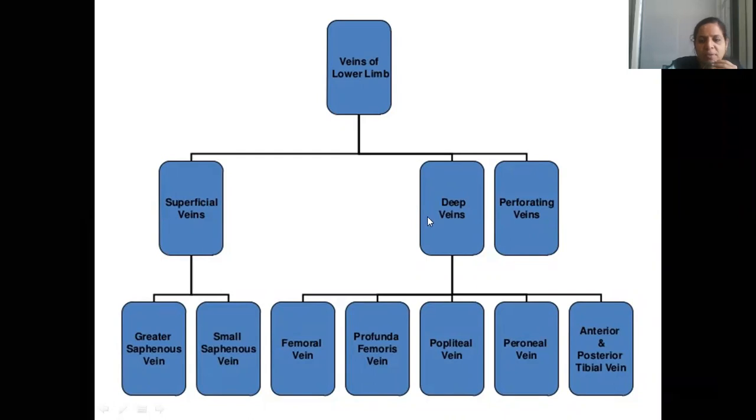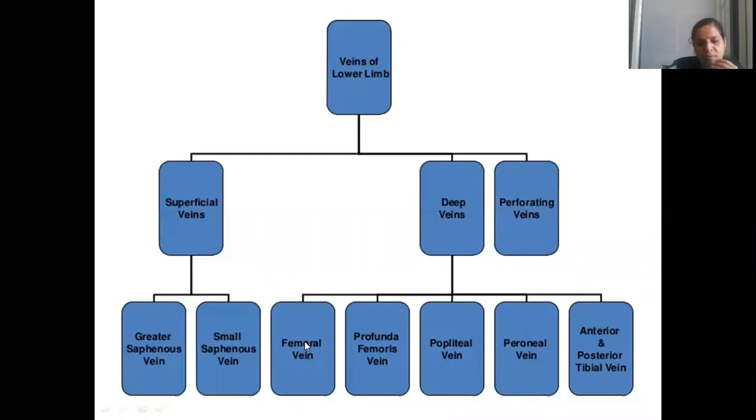We have superficial veins and then we have deep veins. Do you remember the superficial veins we have in the upper limb? Cephalic vein, basilic vein, isn't it? Like that, superficial veins in the lower limb are the great saphenous vein and small saphenous vein. The deep veins are the veins which run correspondingly with the arteries.